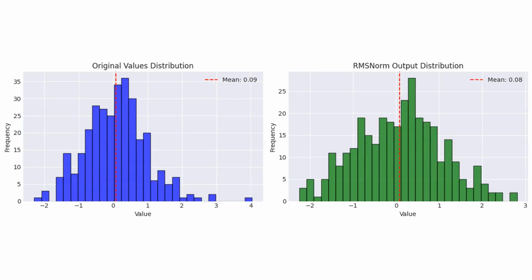The visualization shows how RMSNorm transforms the distribution of values. Notice how the original values on the left have a wider spread, while the normalized values on the right have a more controlled distribution. The mean shifts closer to 0, and the overall spread is more consistent. This normalization effect helps stabilize training in deep neural networks.